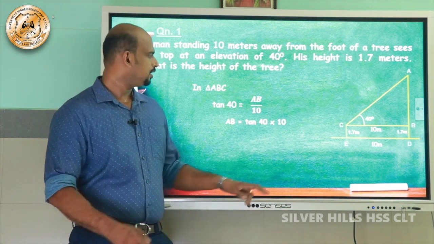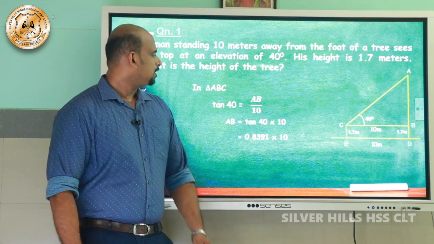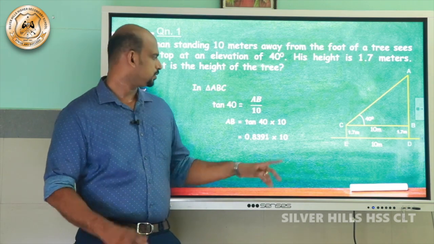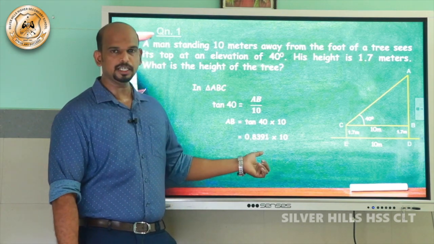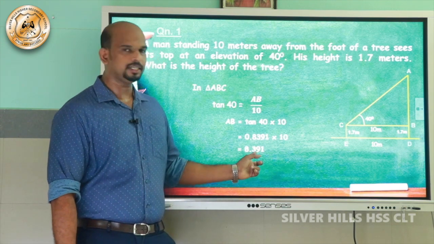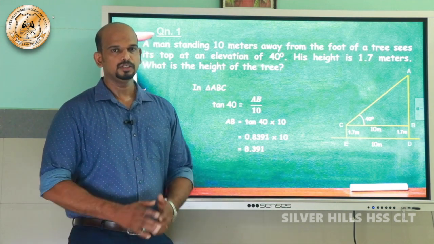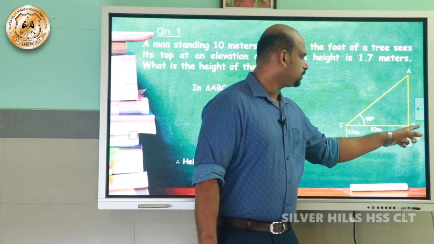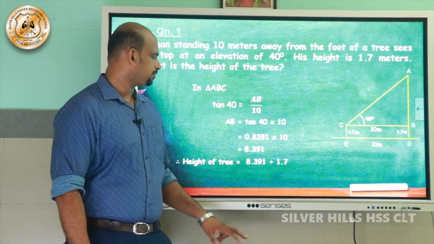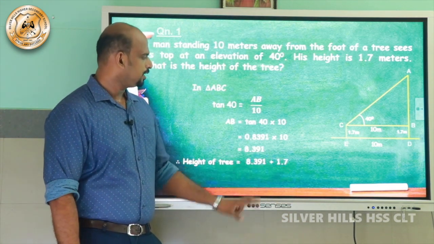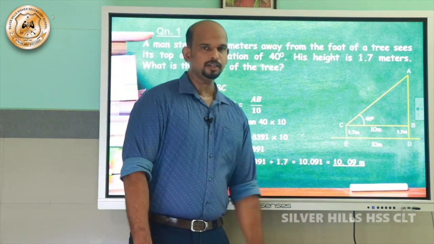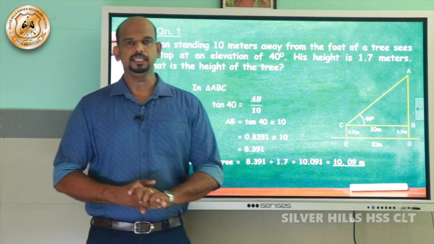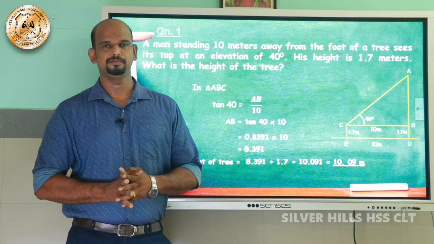The value of tan 40 is 0.8391, which will be given in the question. So 0.8391 into 10 is equal to 8.391. So what is the height of the tree? The height of the tree is AB plus 1.7, that is 8.39 plus 1.7, which is equal to 10.091. Its approximate value is 10.09. So the height of the tree is 10.09 meters.